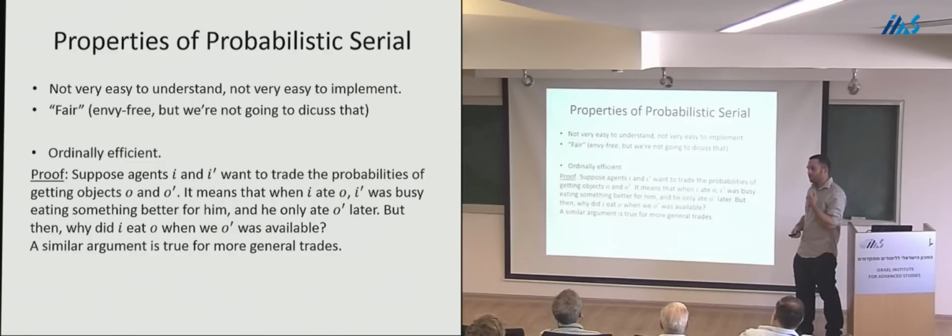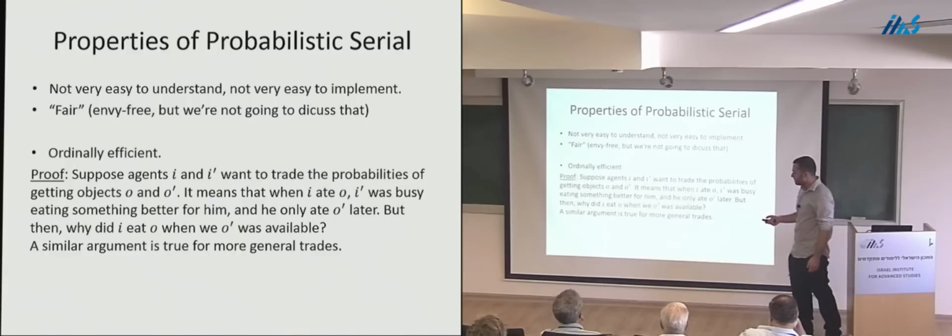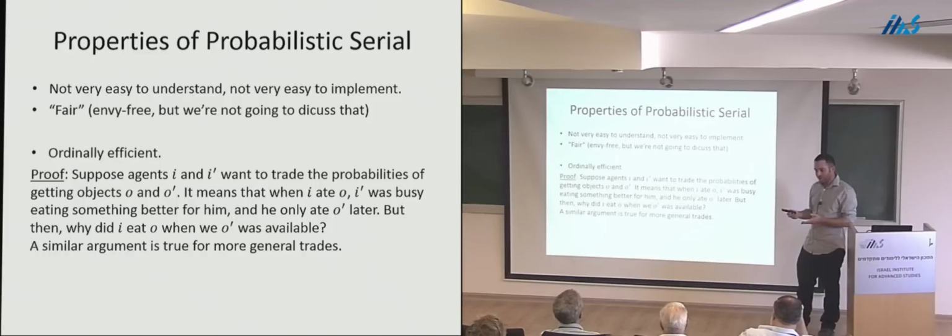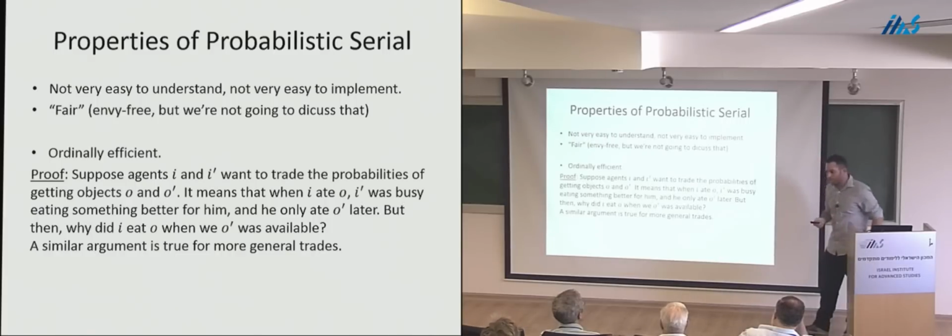This means that he only ate pizza o prime after pizza o was consumed, right? Because as long as pizza o exists, he wants to eat of pizza o. But then it means that when pizza o was consumed, pizza o prime still existed, right? So why did agent i eat from pizza o when he could have eaten from pizza o prime, which he likes more? So this is a contradiction, okay? This shows you that there cannot be two-sided trades between agents. And similarly, you could show that there couldn't be any more involved trades, and you get ordinal efficiency.